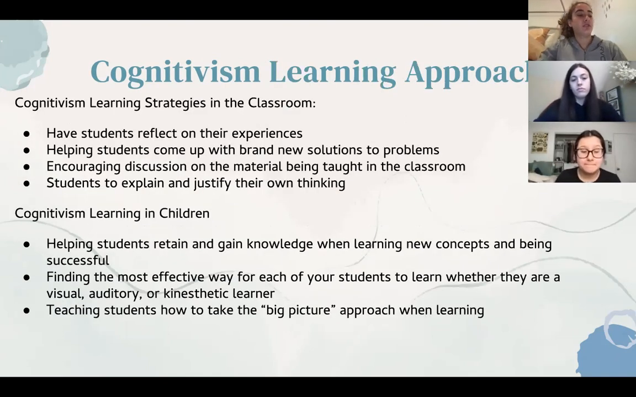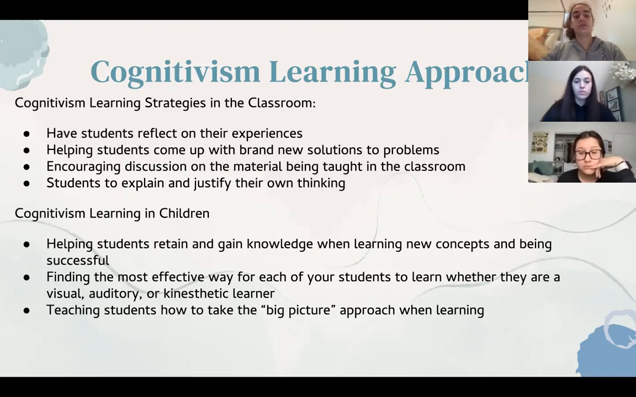So next we will discuss how there is a cognitivism learning approach, and cognitivism learning strategies in the classroom are to have students reflect on their experiences, help students come up with brand new solutions to problems, whether that is in science, math, or English, encouraging discussion on the material being taught in the classroom, and then students also can explain and justify their own thinking.